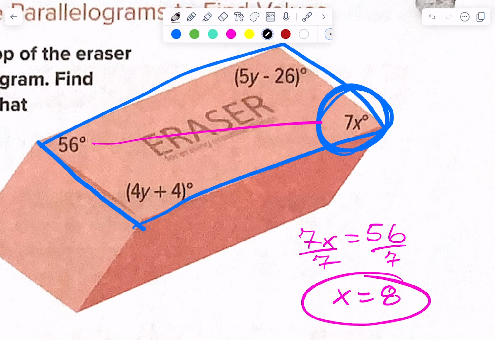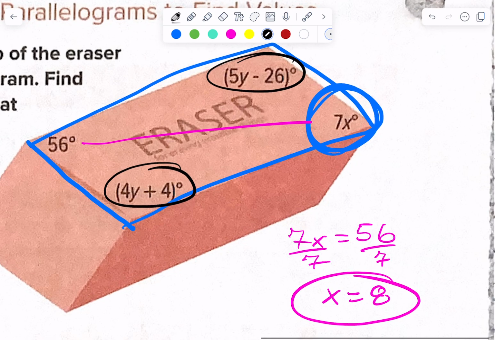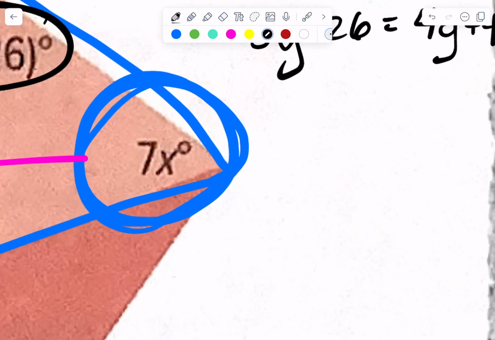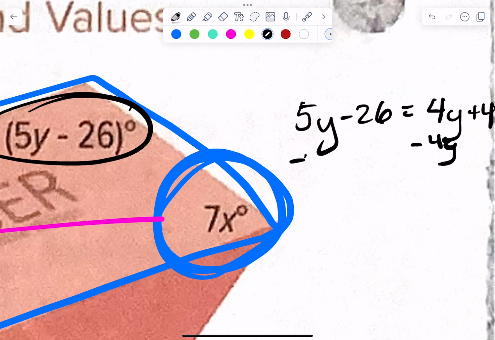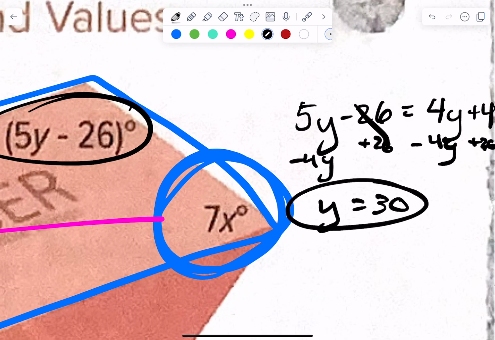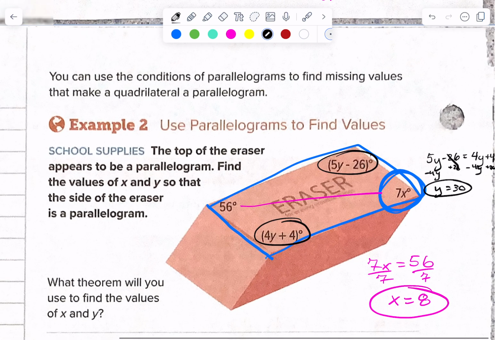Okay, now I have a y here and I have a y here. What can I do with those two? How do I solve for y? Set them equal. Yeah, opposite ones have to be equal. 5y minus 26 equals 4y plus 4. Let's subtract the 4y, and I'm going to add the 26 over. So I get y equals 30. Somebody said that already. Okay? And that's that. So in order for this to be a parallelogram, x has to be 8 and y has to be 30. Got it?